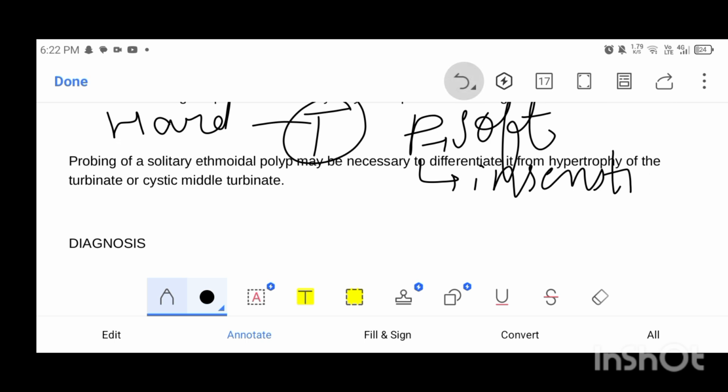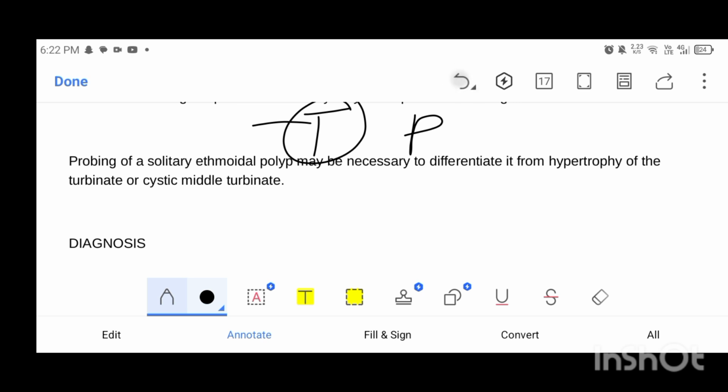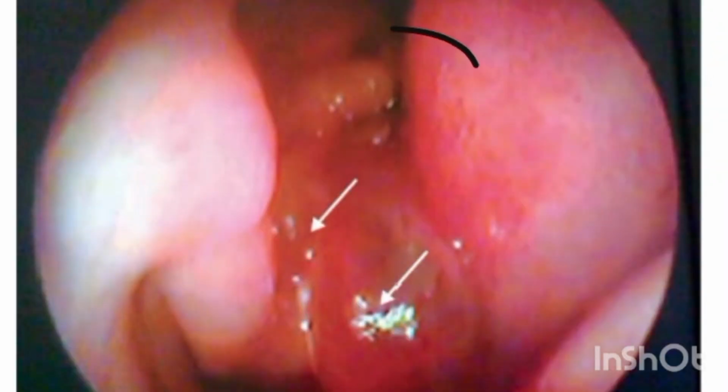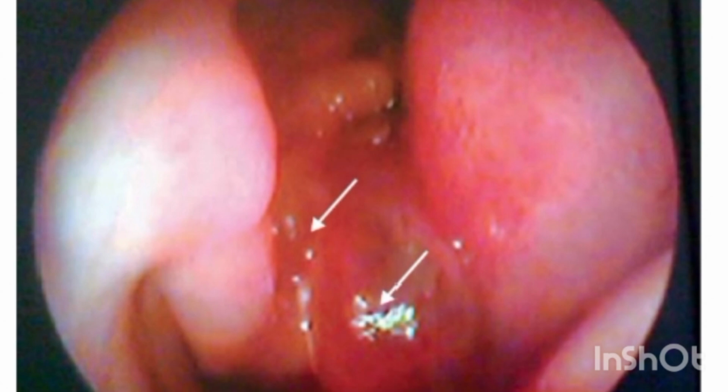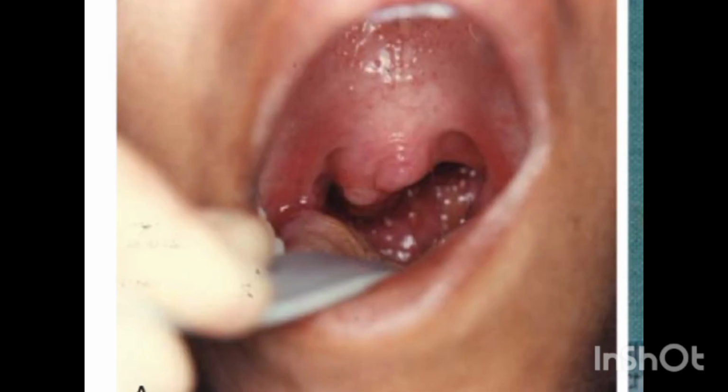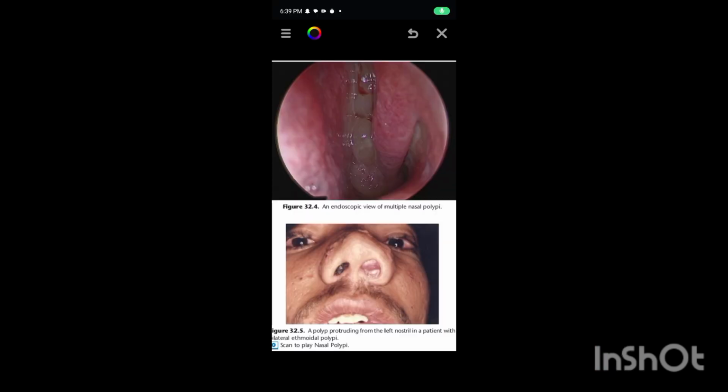Now let me show you the ethmoidal and antrochoanal polyps, how they present and how they look. The endoscopic view of a choanal polyp. Here you can see a choanal polyp. Here you can see a choanal polyp extending into the nasopharynx. And here you can see multiple nasal polyps and how they look on their exposed surface.